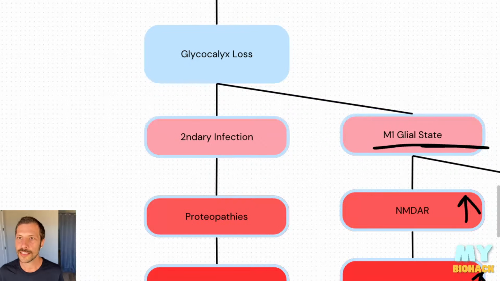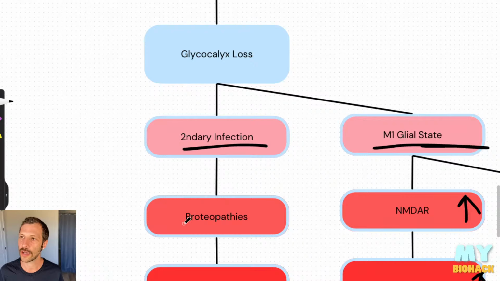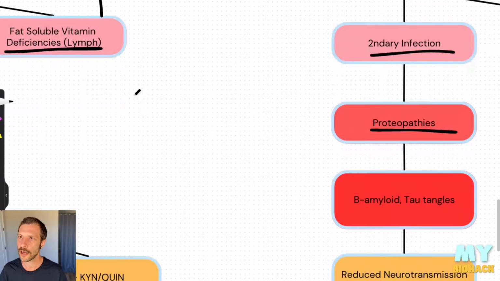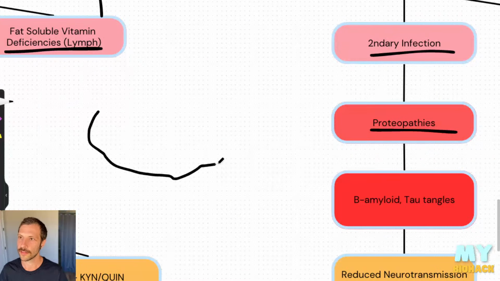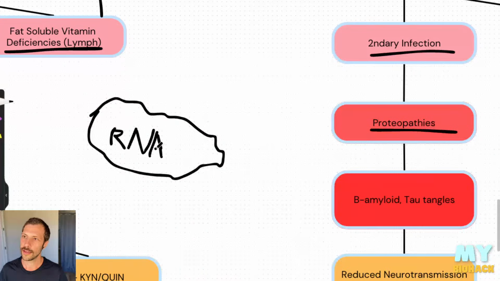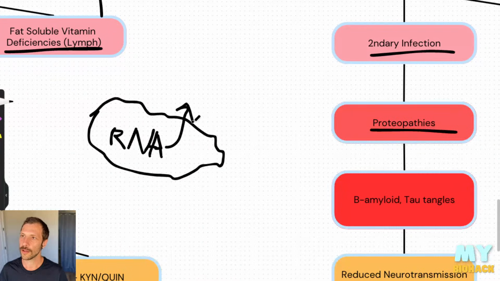Anyway, what this causes here is these secondary infections cause what are called proteopathies. Proteopathies: your ribosomes, let's just draw the Golgi apparatus. Your ribosomes, they transcribe RNA into what are called proteins. And your proteins, they have functions.